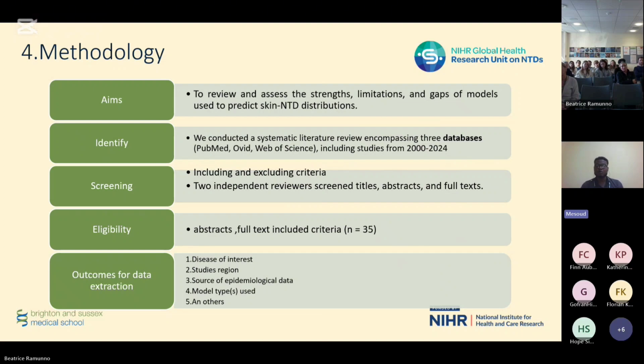So what is the output of this data extraction? For example, they extracted the disease of interest, study regions, source of epidemiological data, and model types, and there are others. Next.